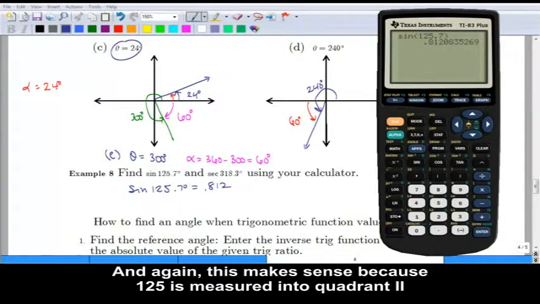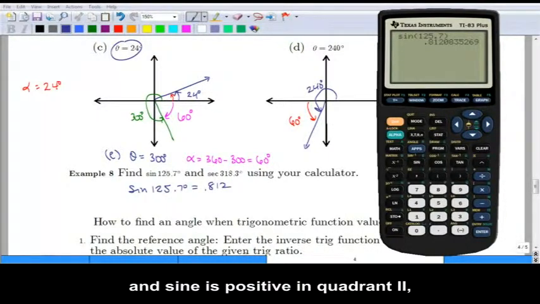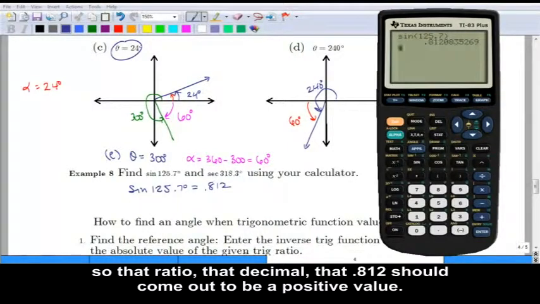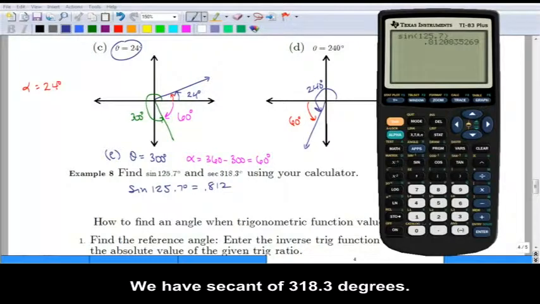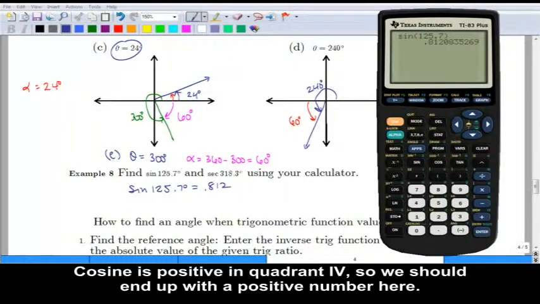And again, this makes sense because 125 is measured into quadrant 2, and sine is positive in quadrant 2, so that ratio, that decimal, that 0.812, should come out to be a positive value. Now let's take a second and look at secant. We have secant of 318.3 degrees. First of all, 318 is in quadrant 4. Secant is the reciprocal of cosine. Cosine is positive in quadrant 4, so we should end up with a positive number here.